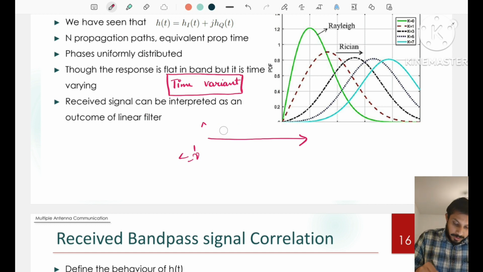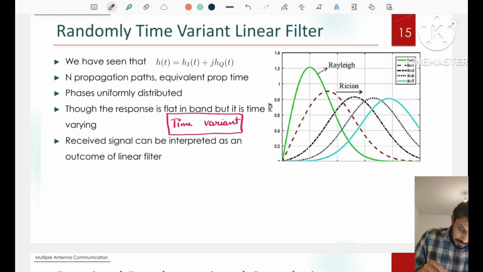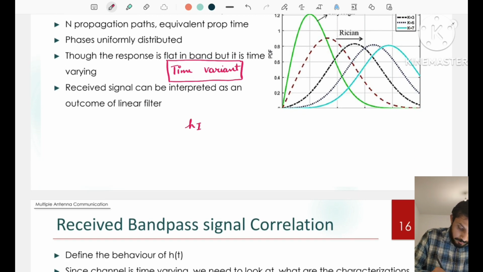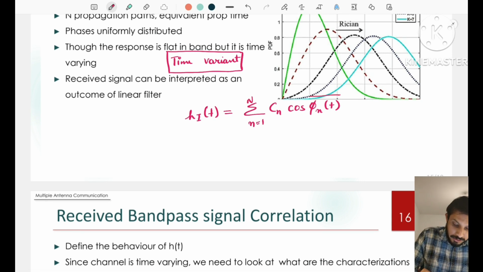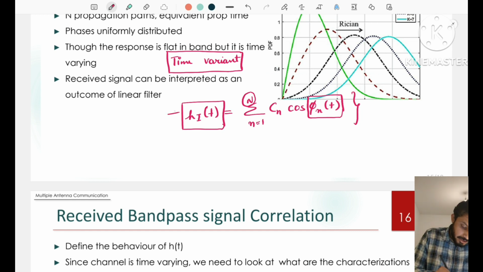And also we have seen that hi of t is given by the summation over n of cn cos of theta n of t, where n goes from 1 to N. This phi n is uniformly distributed and N is very large, and thus we can invoke the central limit theorem to obtain the distribution of hi of t. And we said that this hi of t follows a Gaussian distribution.